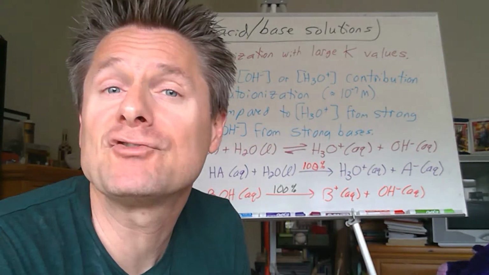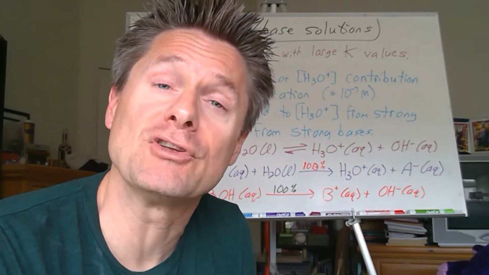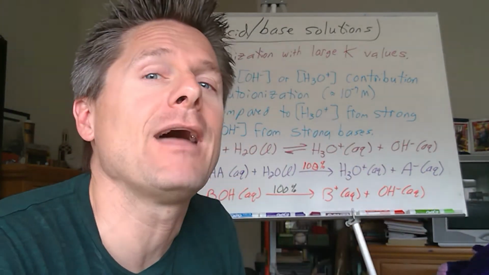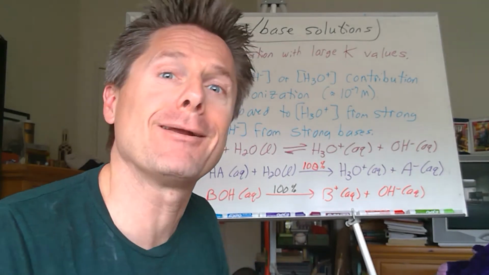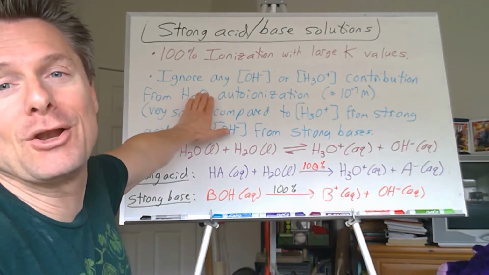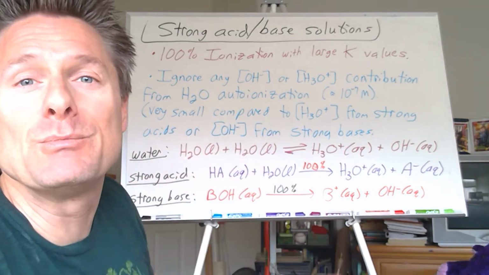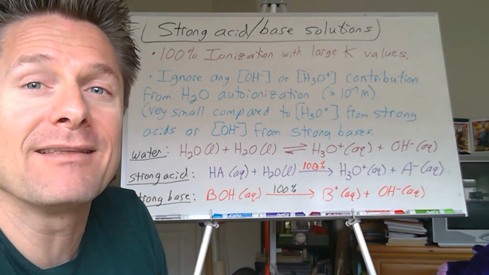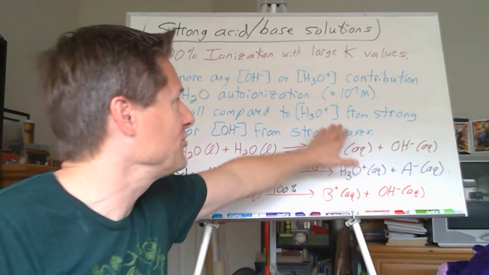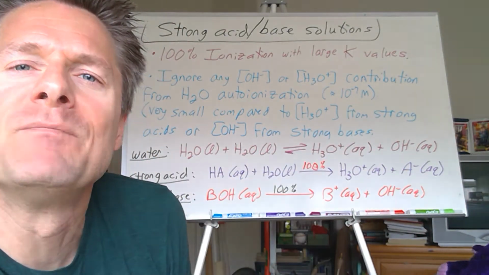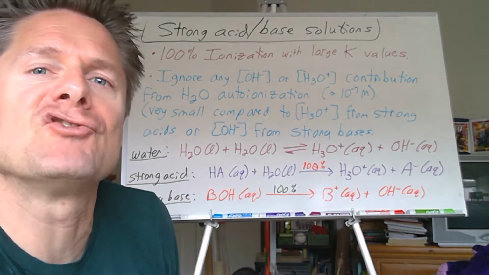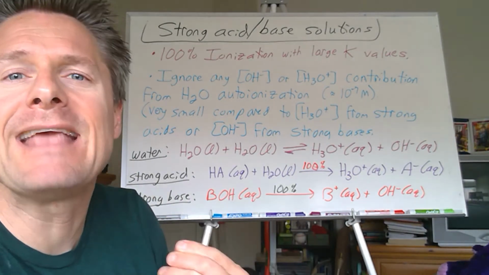If I have a strong base, it's also in solution. So I have two sources of hydroxide, the strong base and the autoionization of water. What are we going to do? We're going to ignore any contribution of the hydronium ion or hydroxide ion from the autoionization of water. Because remember, at roughly room temperature it's about 10 to the minus 7th molar. Strong acids and strong bases are going to have usually much larger concentrations than that. So we can safely ignore it.